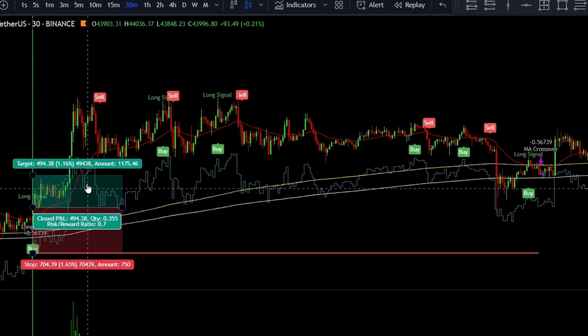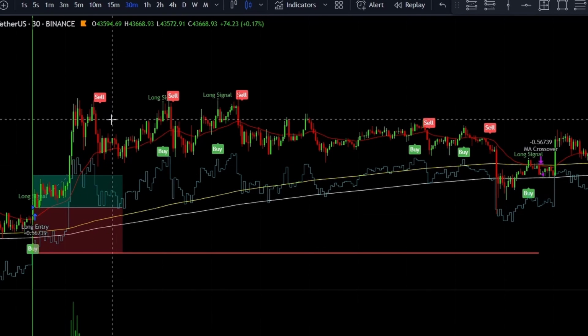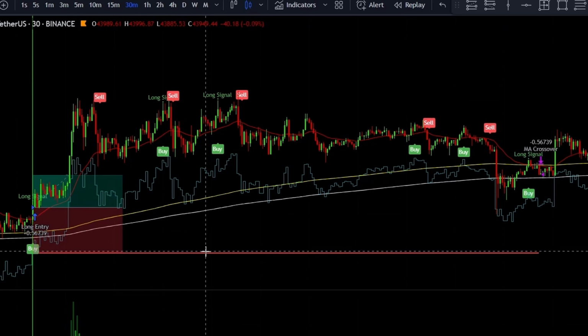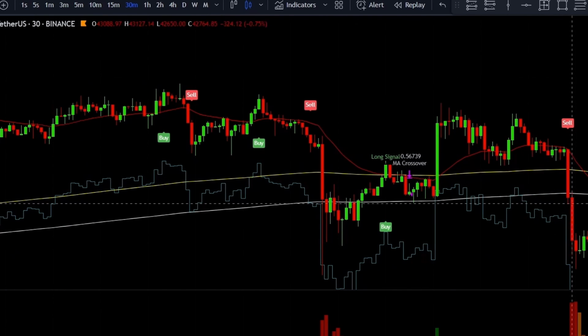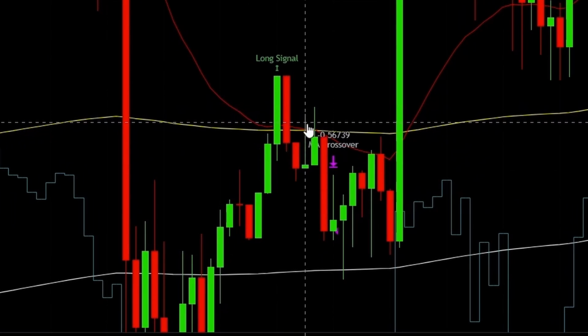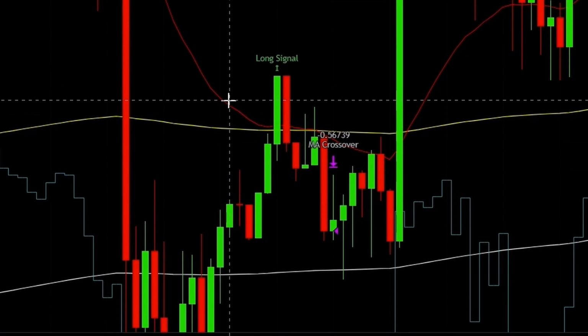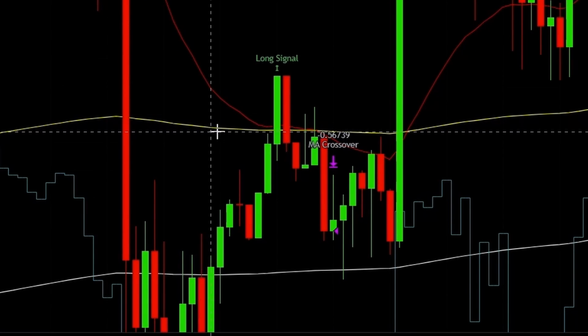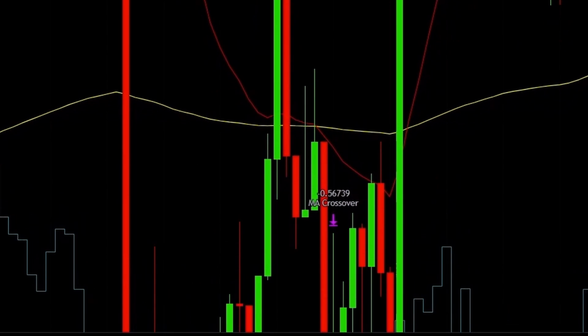And with this strategy, we won't have a fixed take profit target. Instead, we will exit the position either if the stop loss gets hit, or if our exit signal indicator gives a long exit signal. A long exit signal is when the fast EMA, which is this red line, crosses under the slow EMA, which is this yellow line. And that occurred right there.